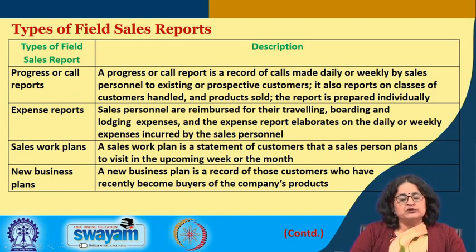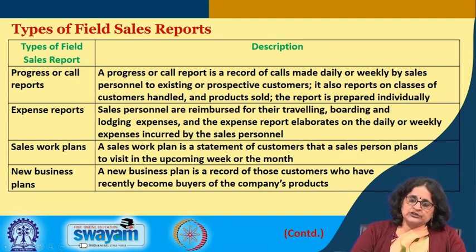The fourth is a new business plan report. Now, a new business plan is a record of those customers who have recently become buyers of the company's products. So, in a way, what we are talking of is developmental selling.